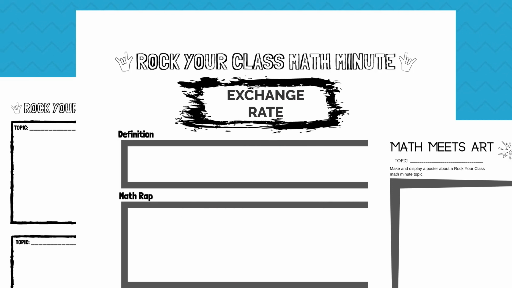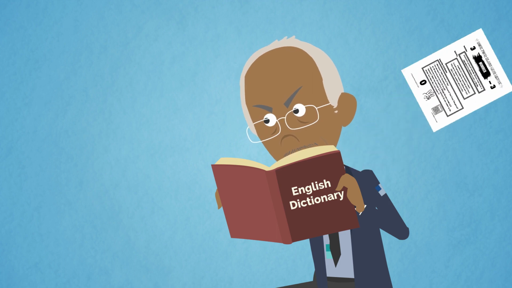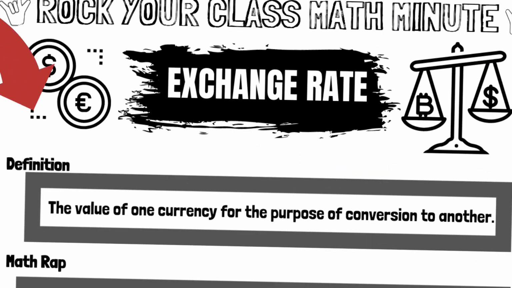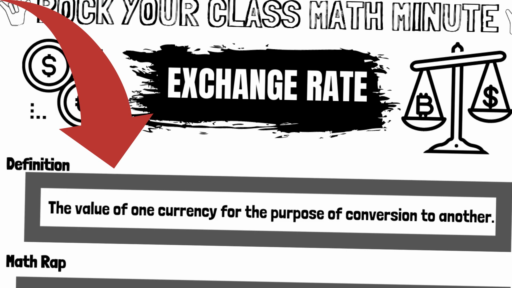Exchange rate. What does the dictionary say? The value of one currency for the purpose of conversion to another.